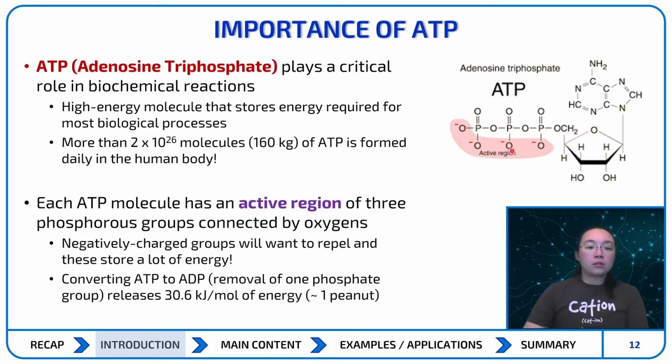So this stores a lot of energy, and when we convert ATP to ADP, which is adenosine diphosphate, we basically remove one phosphate group. It releases 3.6 kilojoules per mole of energy, which is approximately equal to 1 peanut's worth of energy.